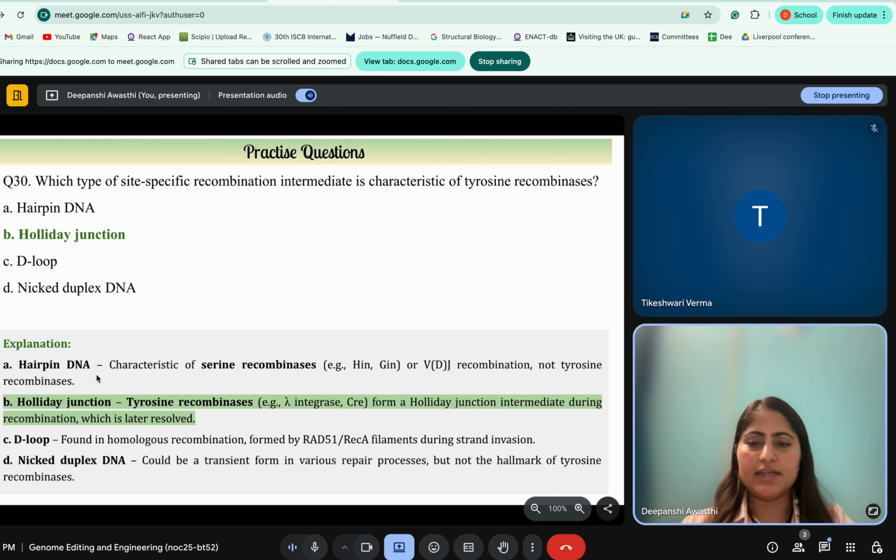So if we talk about hairpin DNA, this is the characteristic of serine recombinases, and the examples of serine recombinases are Hin, Gin or V(D)J recombination. And when we talk about tyrosine recombinases, then yes, Holliday junction is the characteristic feature of that, it forms Holliday junction. If we talk about D loop, then D loop is formed during the homologous recombination when the RAD51 invades the strand. And nicked duplex DNA could be a transient form in various repair processes, but it is not the hallmark of tyrosine recombinases. So the right answer is option B, Holliday junction.